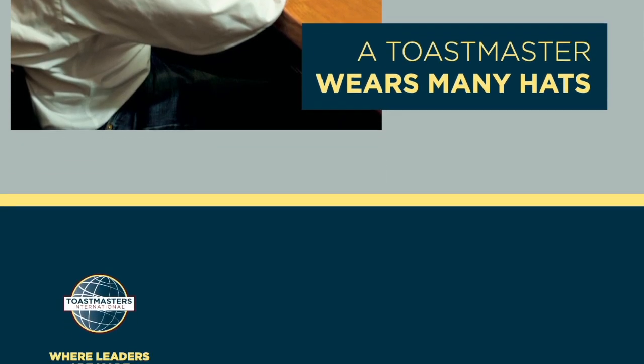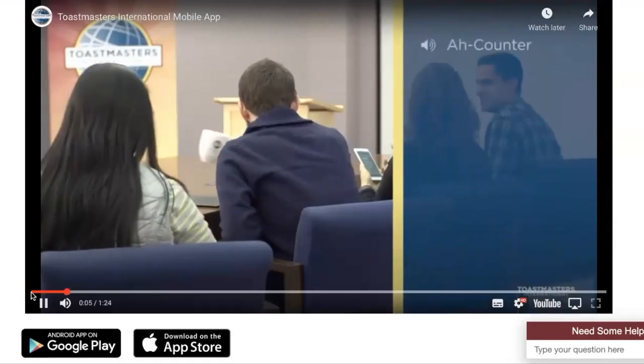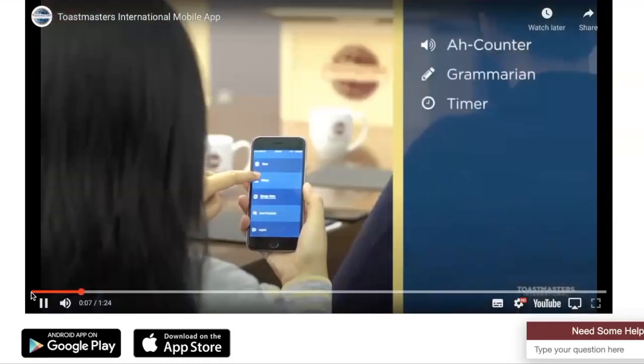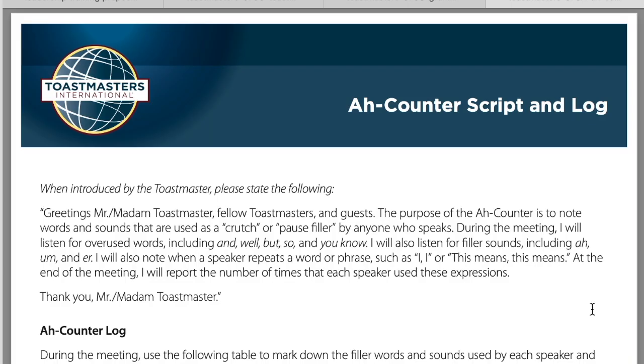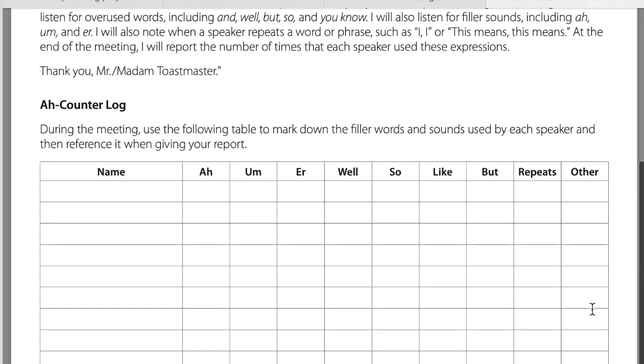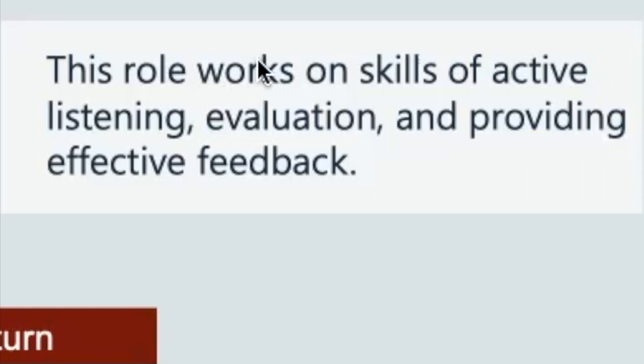Mobile app, there is a Toastmasters app. It's hardly used in a lot of our meetings, I must admit, but it does exist. There's also an our counter script and report. This works on active listening, evaluation, and providing feedback. Of course, the active listening is something I've stressed quite a lot in this talk.